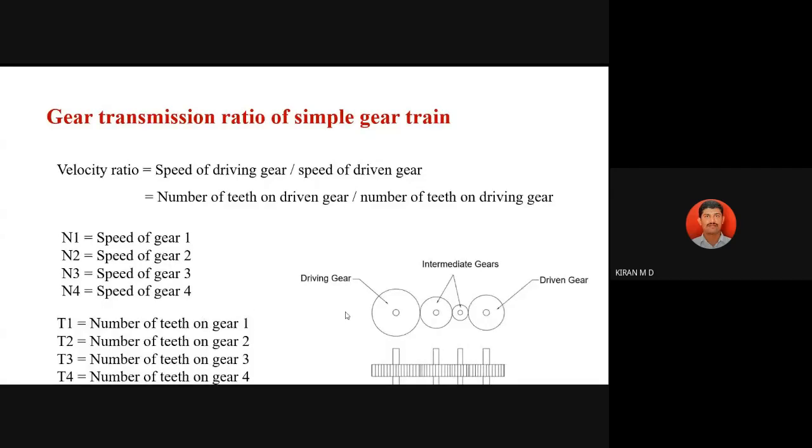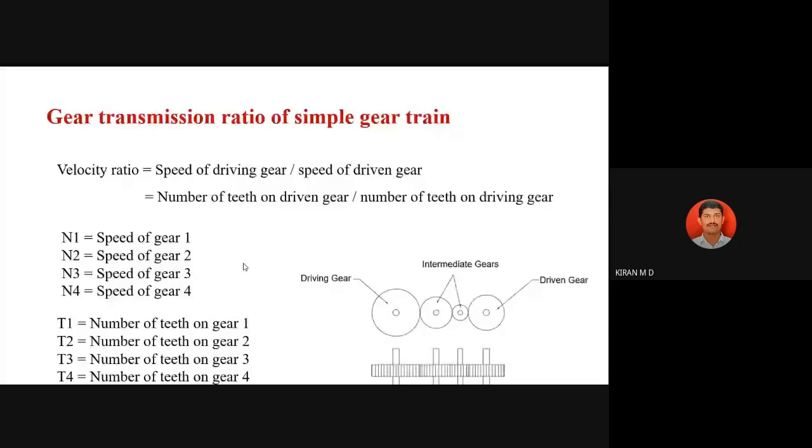Similarly, the number of teeth on gears 1, 2, 3, 4 are T1, T2, T3, T4. I consider N1 is the speed of gear 1, N2 is the speed of gear 2, N3 is the speed of gear 3, and N4 is the speed of gear 4. Similarly, T1 is the number of teeth on gear 1, T2 on gear 2, T3 on gear 3, and T4 on gear 4. So now how are we going to find the velocity ratio?